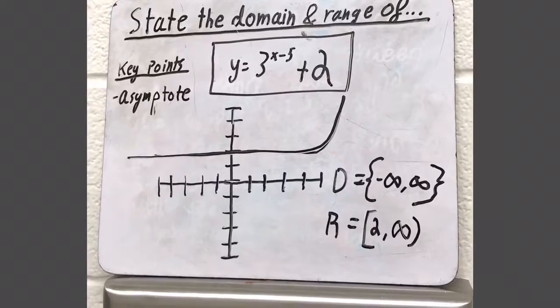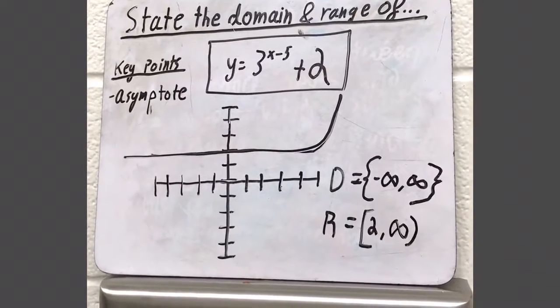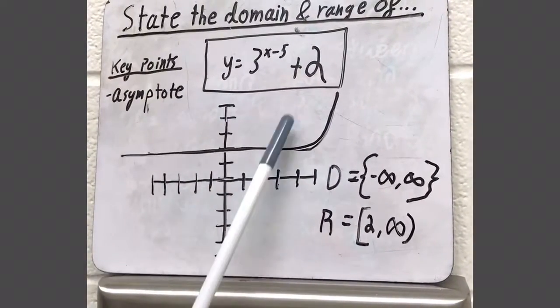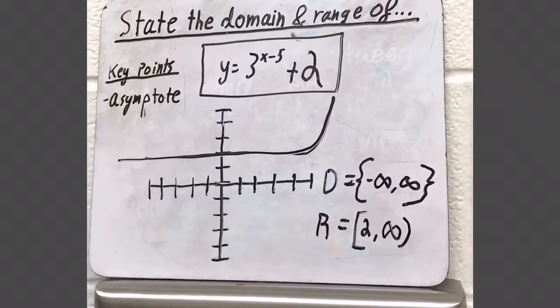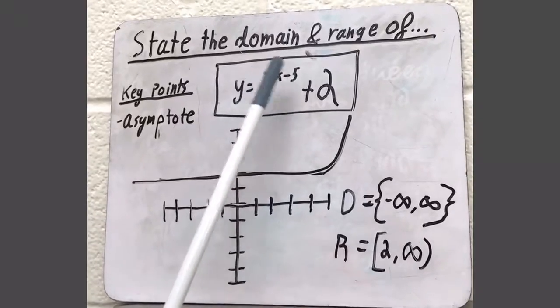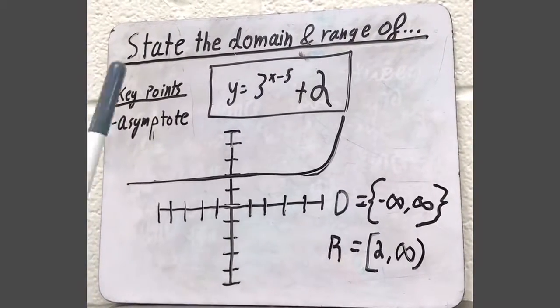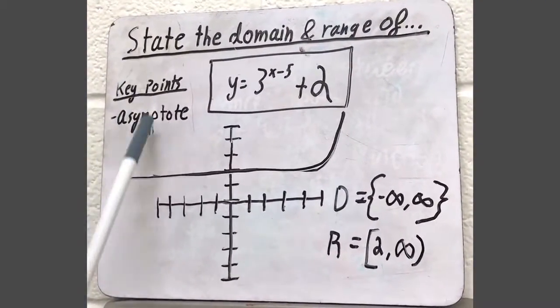Okay, now we're going to be going over domain and range. Your domain goes from left to right, and your range goes from bottom to top. So in this equation, y equals 3 to the x minus 5, plus 2, we want to look at the key point of this function, which is the asymptote.